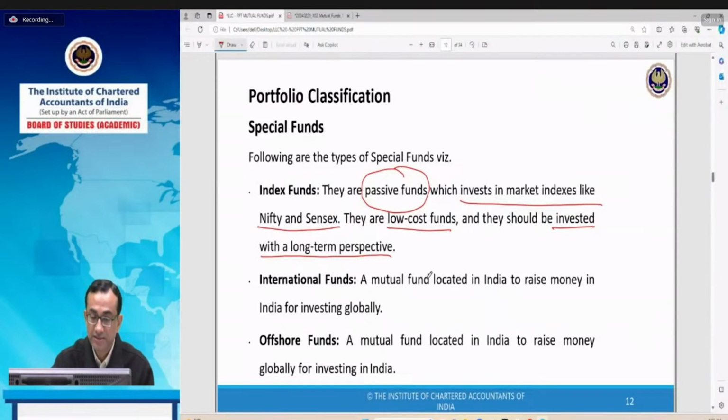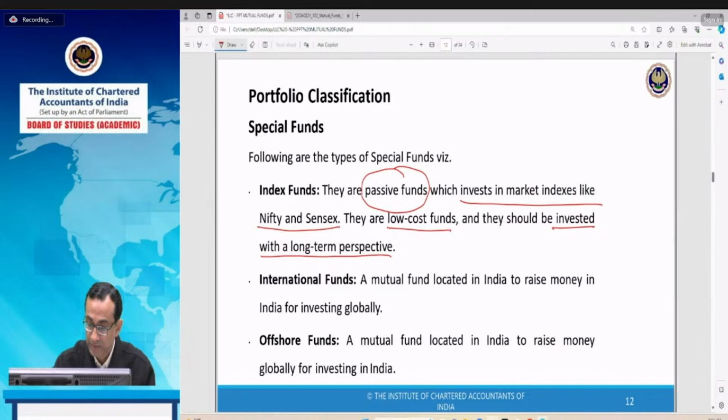Now come to international funds and offshore funds. I will explain to you. Please read this slide. International funds are mutual funds located in India to raise money in India for investing globally. And offshore funds are mutual funds which are located in India to raise money globally for investing in India.